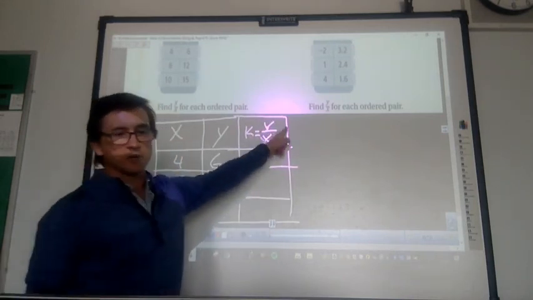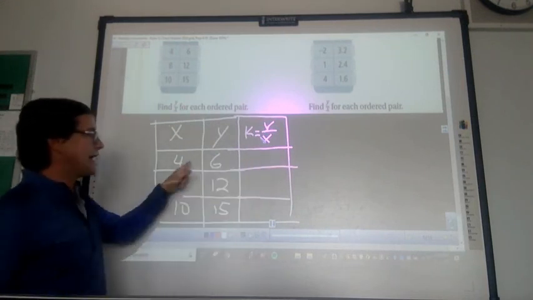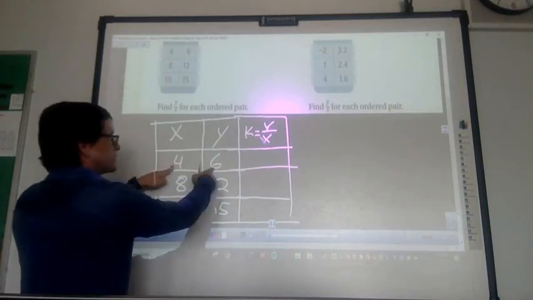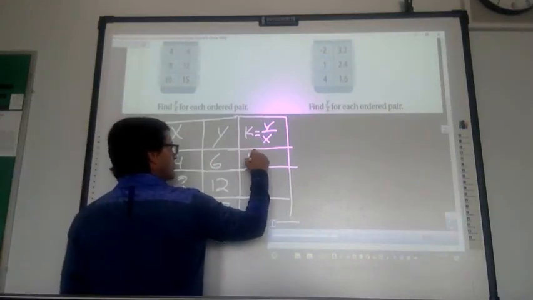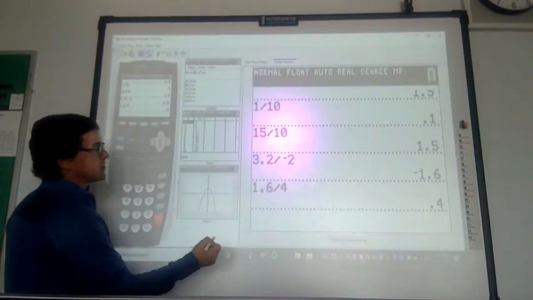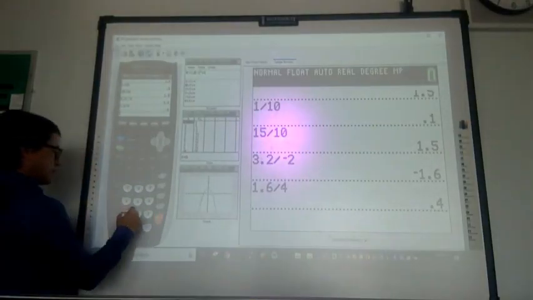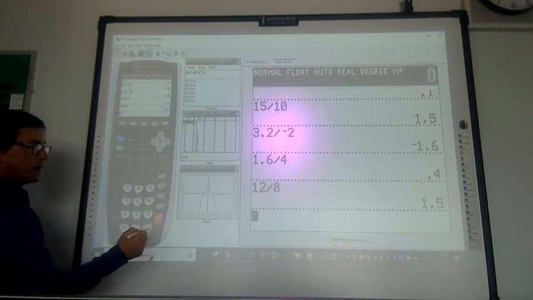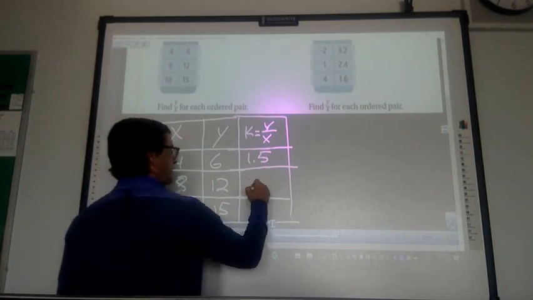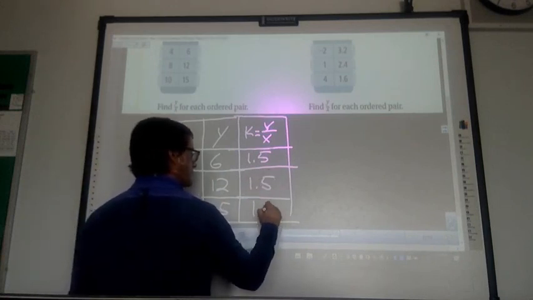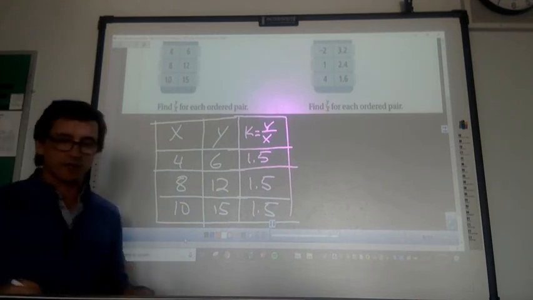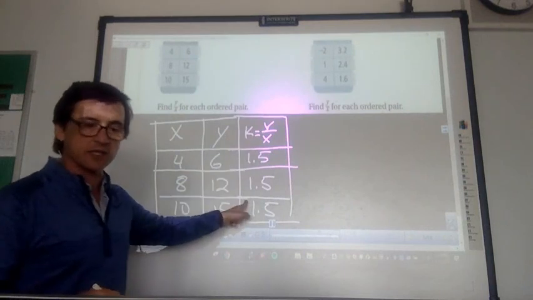So what we're going to do, that says k equals y over x. So we're going to do y divided by x for all 3 of these ordered pairs going across. So 6 over 4 is 1.5. 12 divided by 8, always good to check in your calculator, 12 divided by 8 is 1.5. And then 15 divided by 10 is 1.5 as well. So is it a direct variation if all of these are the same? The answer is yes.